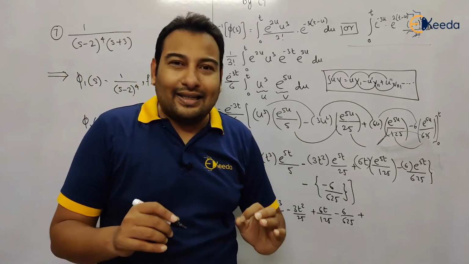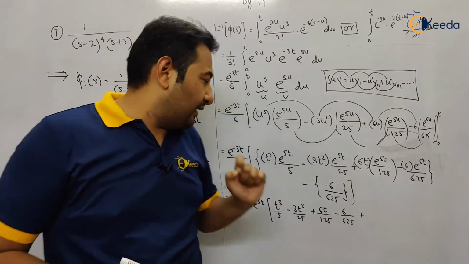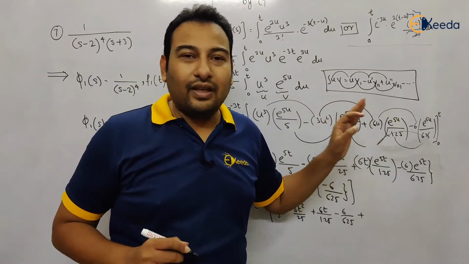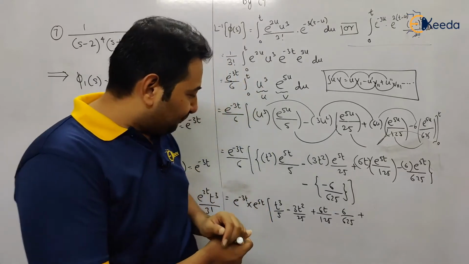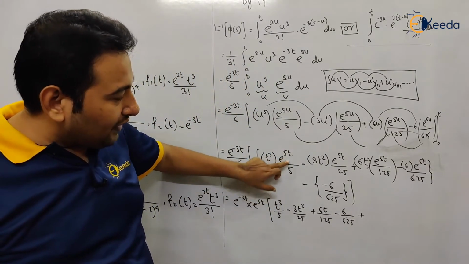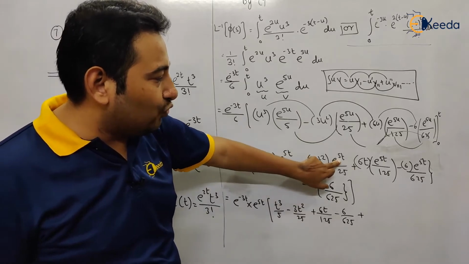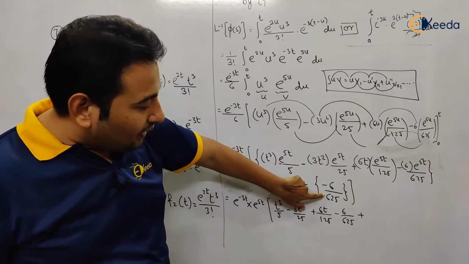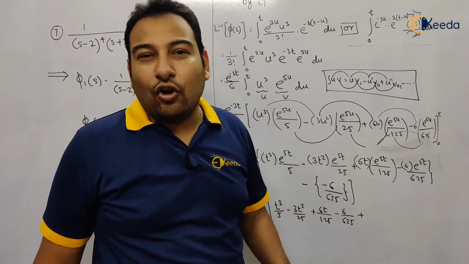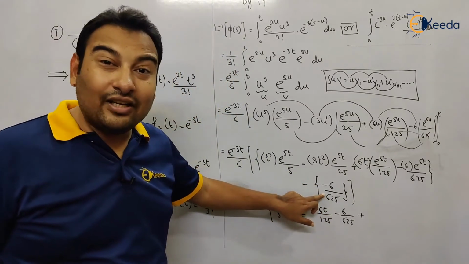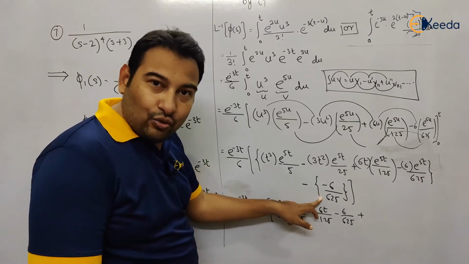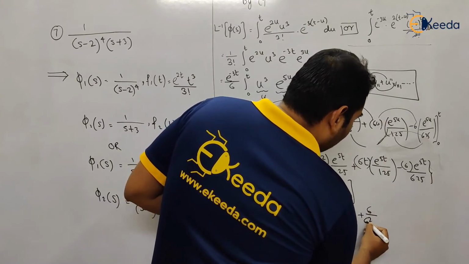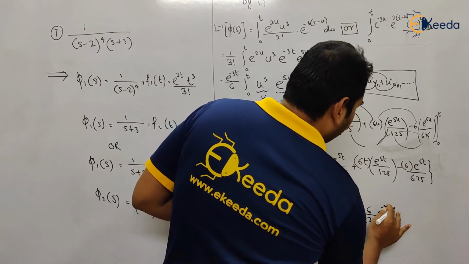See, taking common means dividing. Here we are taking e raised to 5t common, that means we are dividing each and every term by e raised to 5t. So if you divide by e raised to 5t, the e raised to 5t cancels. This will be cancelled, this will be cancelled, this will be cancelled. Here also, because we are taking e raised to 5t common from all the terms, therefore we're going to divide e raised to 5t into this term also. But here there is no e raised to 5t in the numerator. That will go in the numerator, and that will become e raised to minus 5t.